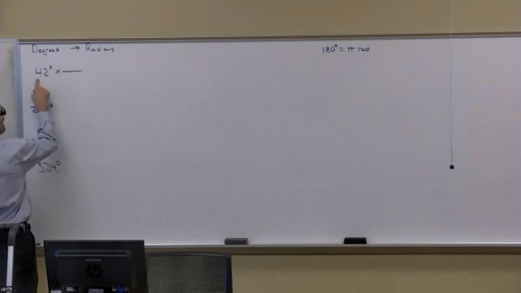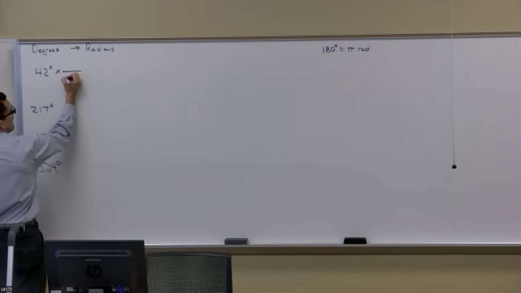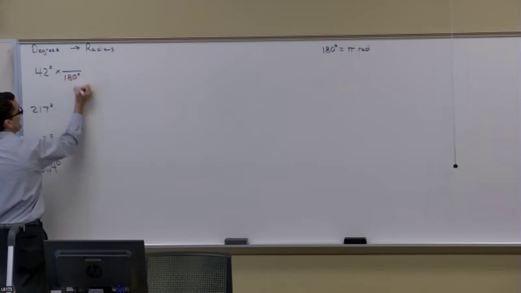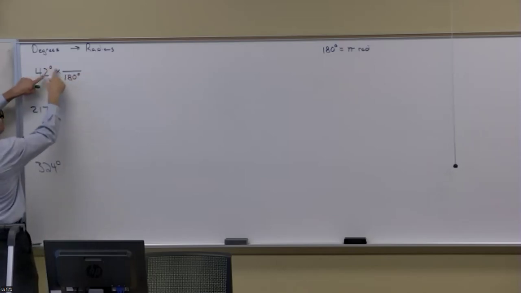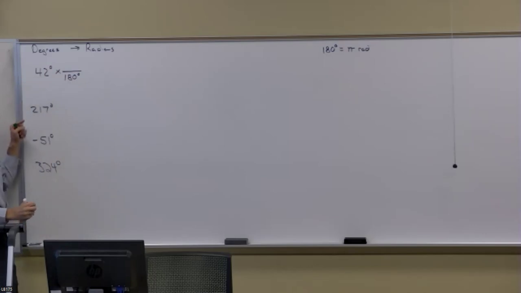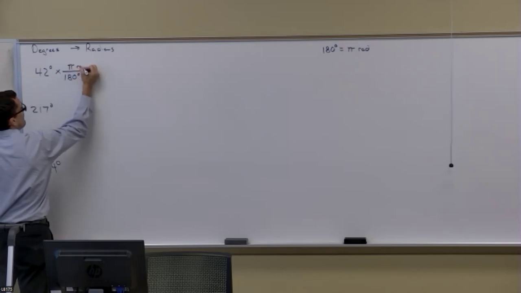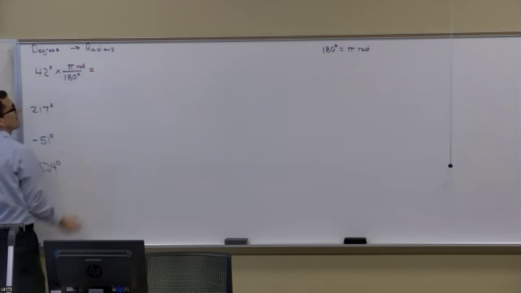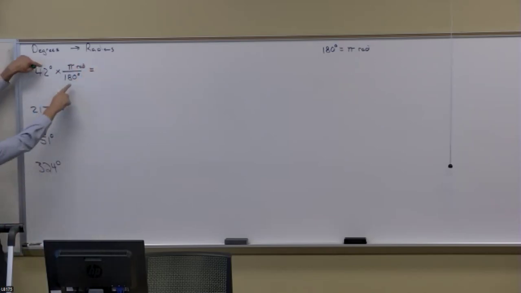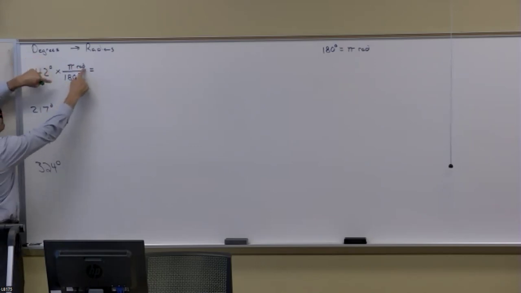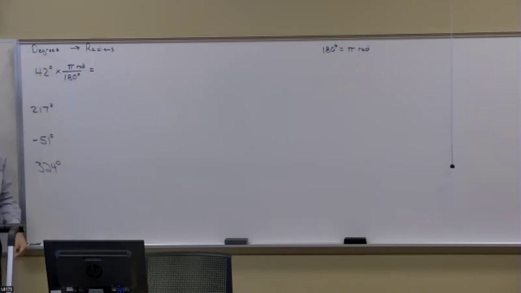Since I have 42 degrees, I'm going to put 180 degrees on the bottom. That way degree and degree will cancel each other out, and then pi radians on the top. So the degrees will cancel each other out, and I'll be left with radians. Everybody get that? These are just labels. They work just like variables.